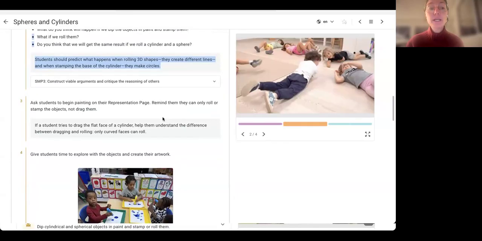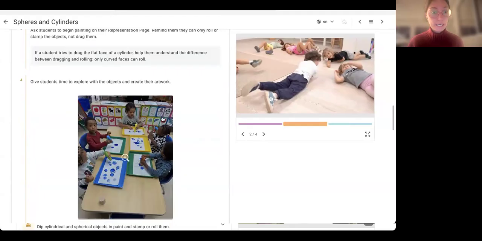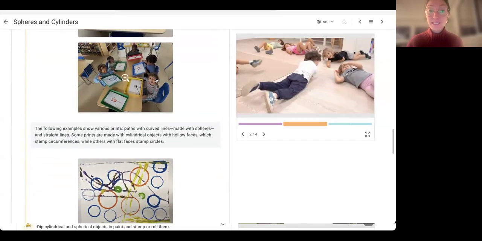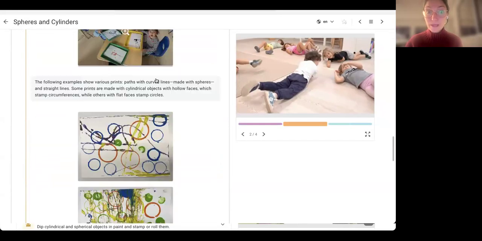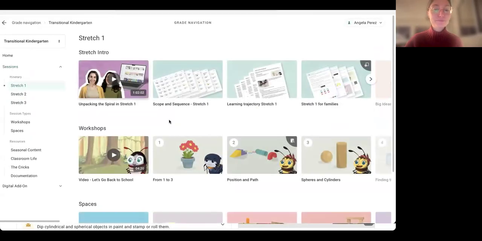It's all going to be built in so that you're ready to help your students or children learn that concept. It's also going to come full of pictures so that you get a better sense of what this looks like in practice when you're doing that at home.